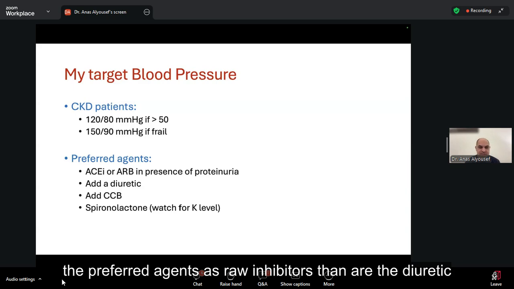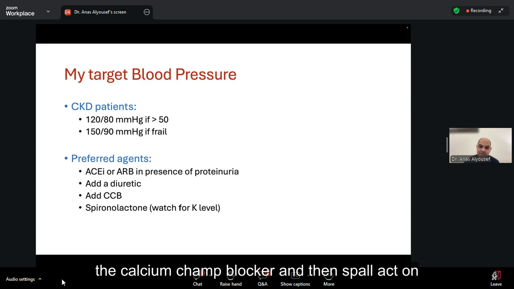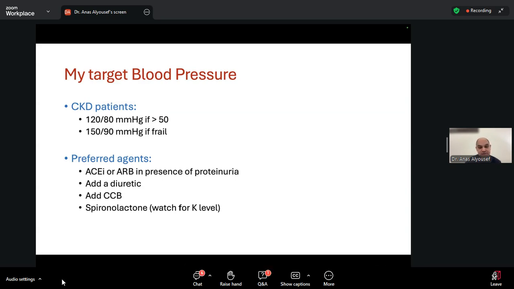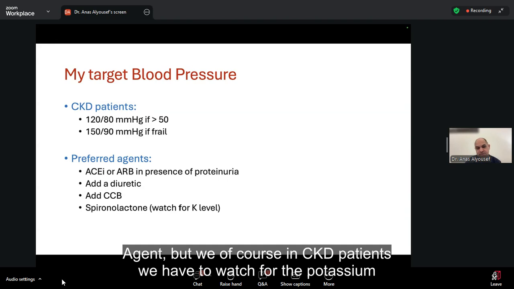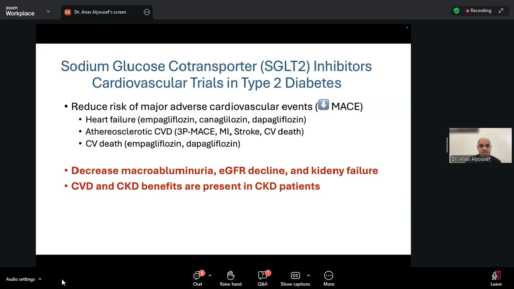And of course, the preferred agent is RAS inhibitors, then add a diuretic, add a calcium channel blocker, and then spironolactone if we're looking for another antihypertensive agent. But of course, in CKD patients, we have to watch for the potassium level.